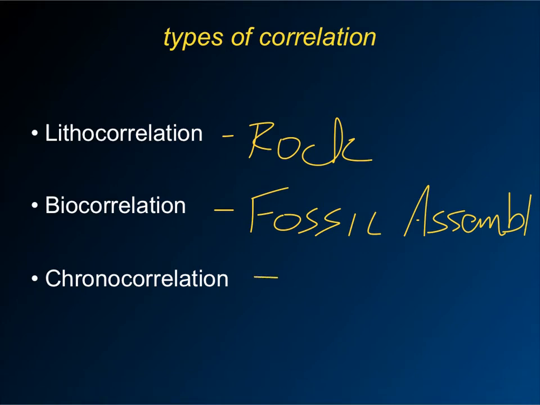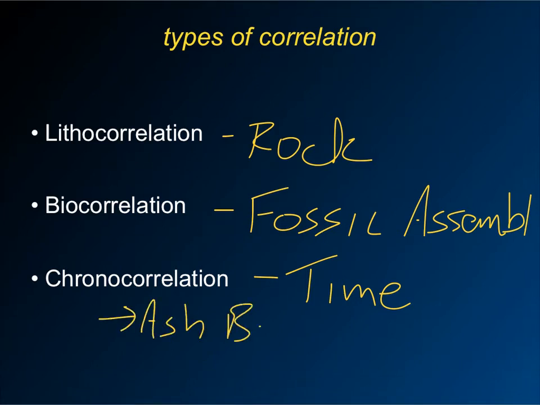And there's chronocorrelation, which is based on time events, where you're not necessarily correlating rock units, but you're correlating specific events. An example of this would be an ash bed. If a volcano erupts an ash cloud, that ash cloud covers everything, all depositional environments. So you might find a particular ash that covers lake deposits and wind deposits and river deposits and even marine deposits.